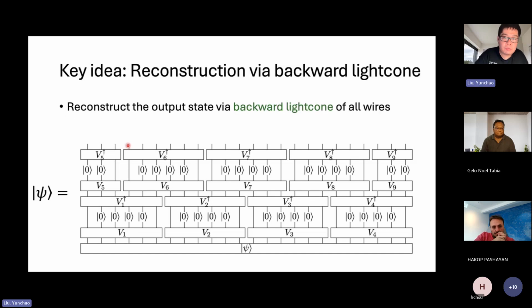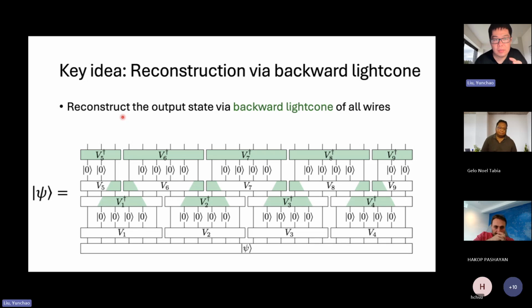And to do this, we will do something very brave, which is we will attempt to reconstruct the entire output state at once via the global backward light cone of all the qubits. So remember, even though this picture is very complicated, there's one thing we know, which is the state did not change. And what that means is that if we look at the qubits that live on the output layer, we know that the state here is the underlying unknown state psi. And because we have this reconstruction process, maybe we can try to trace the backward light cone of this state on the top and see what happens. And actually, this is what happens.